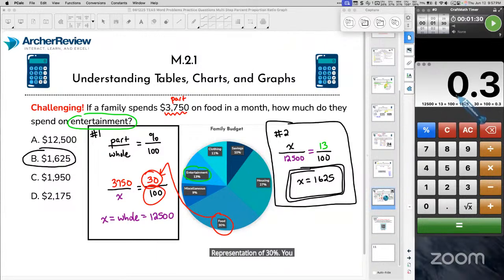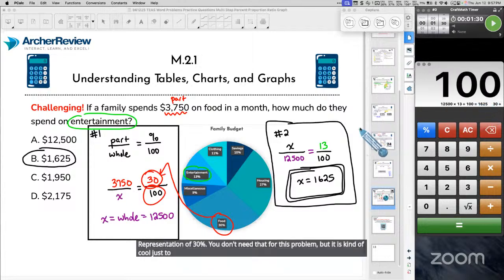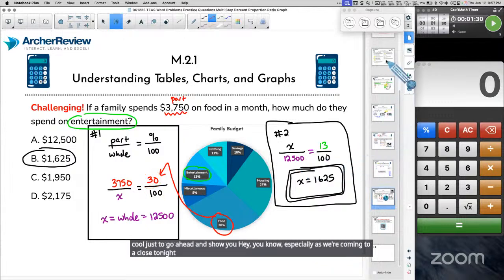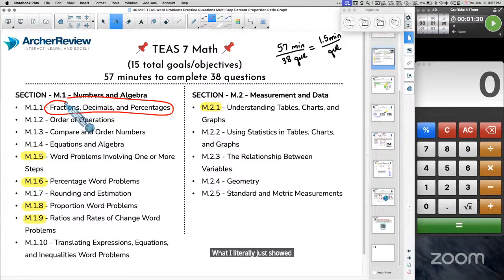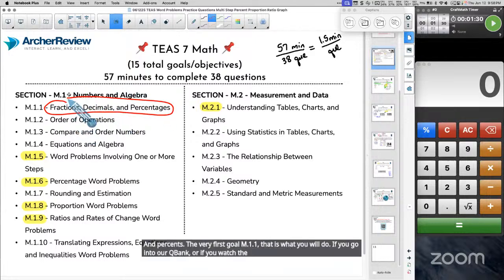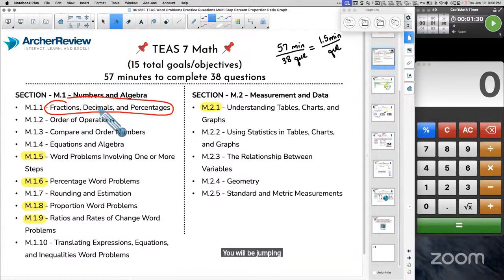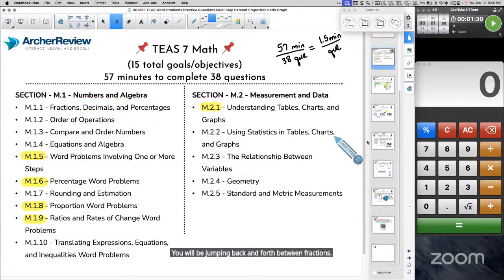You don't need that for this problem, but it is kind of cool just to show you, especially as we're coming to a close tonight, that what I literally just showed you was fractions, decimals, and percents. The very first goal, M.1.1, that is what you will do. If you go into our Q bank or if you watch the videos, you will be jumping back and forth between fractions, decimals, and percents.